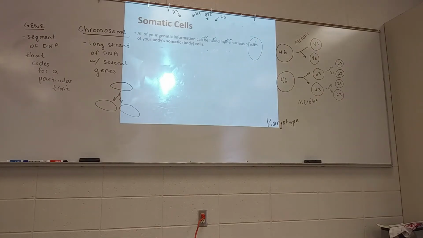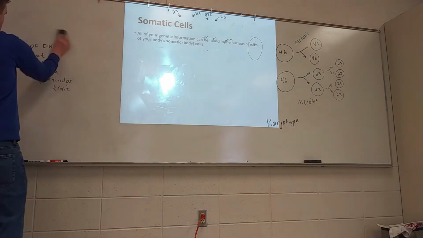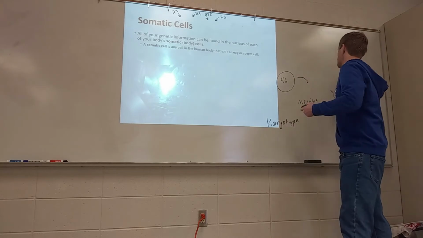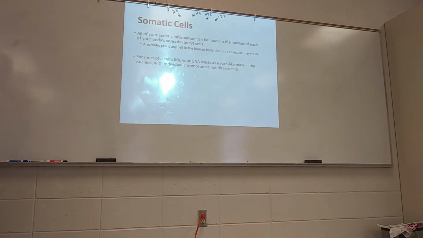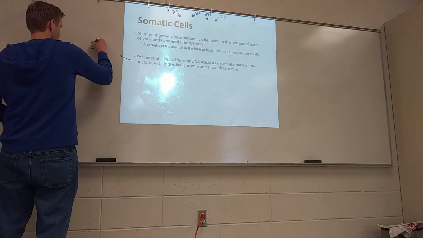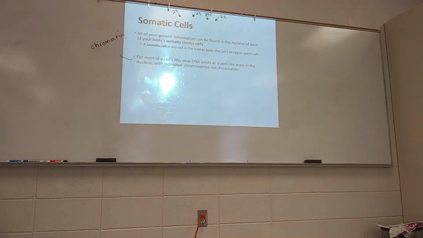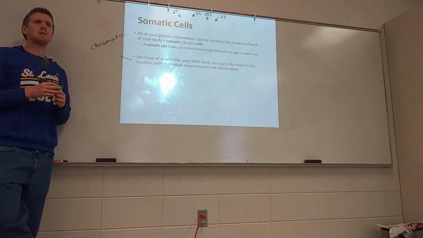So a little bit more about somatic cells. Outside of red blood cells, all of your somatic cells have all of your DNA. And again, a somatic cell is any cell other than an egg or a sperm cell. For most of the cell's life, your DNA exists as a yarn-like mass in the nucleus of the cell. At that point, it's called chromatin, right? And it's interacting with these things called histone proteins. It's not really nicely ordered in any way.